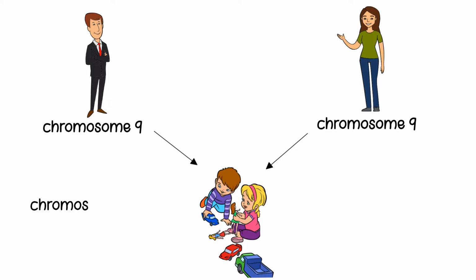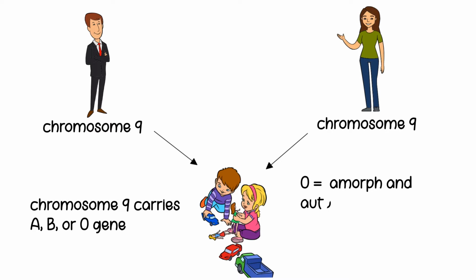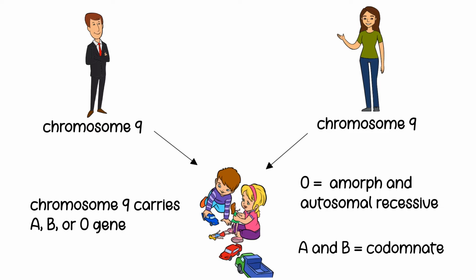Each of the chromosomes carries A, B, or O, while O is considered amorphic because the O allele encodes a non-functional enzyme. The O group phenotype is an autosomal recessive trait, which means that the offspring has to inherit it from both parents to express the trait. The ABO genes are codominant and follow Mendelian genetics.